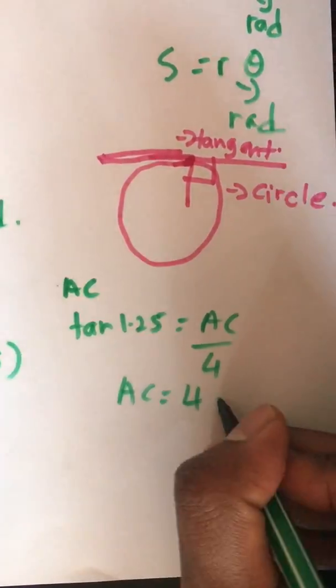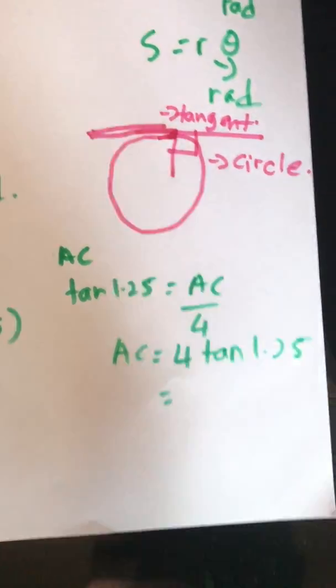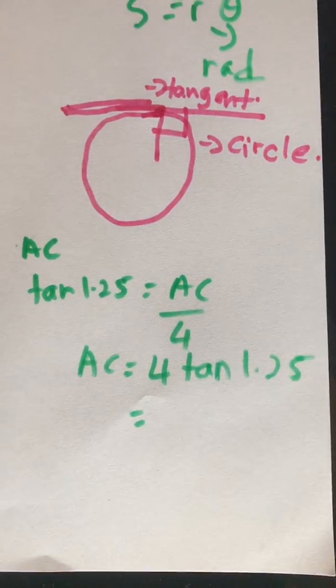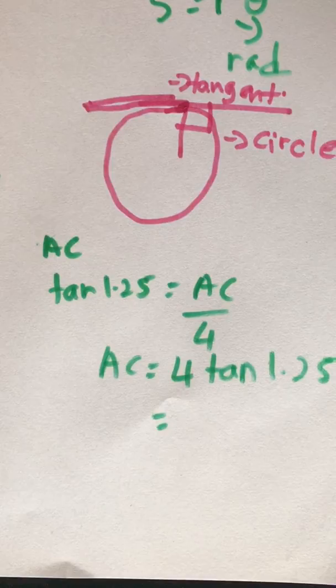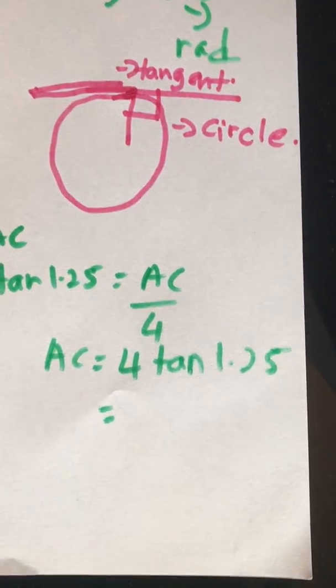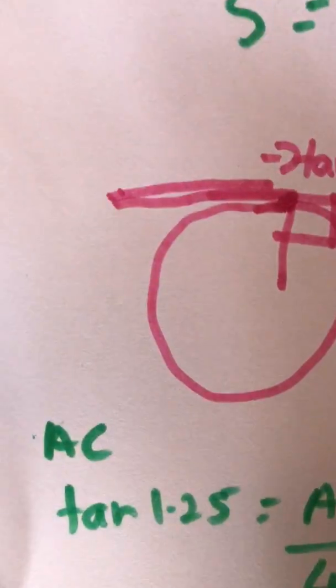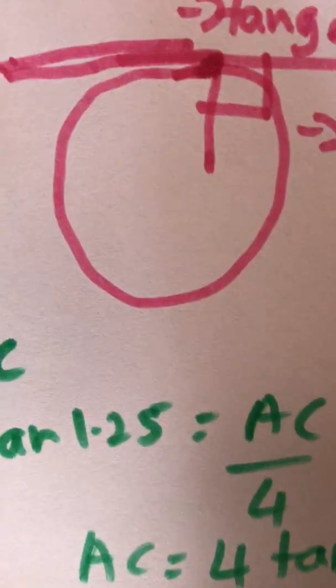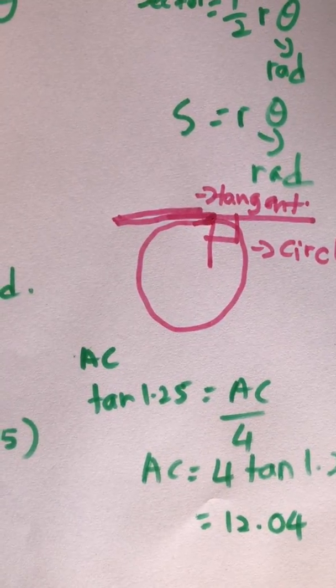All of you are usually used to doing tangent in degrees. So make sure you change your calculator mode to radian first, because our angle is in radian. So it's still doable. Times 4, and then you get 12.04 here. So that's the length for AC.